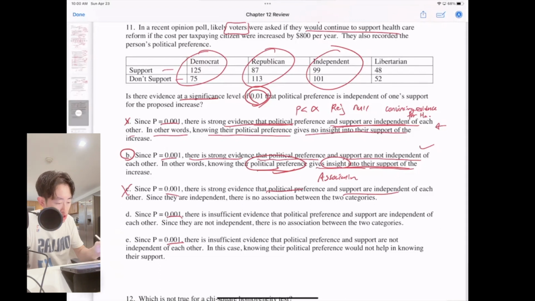There is insufficient evidence. That's not true, because we do have convincing evidence. P is less than alpha. There is insufficient evidence once again, so 11 should be B for this reason.